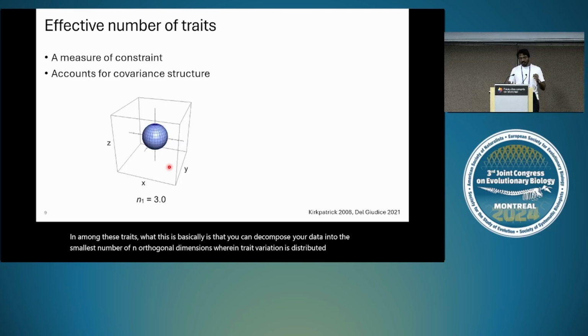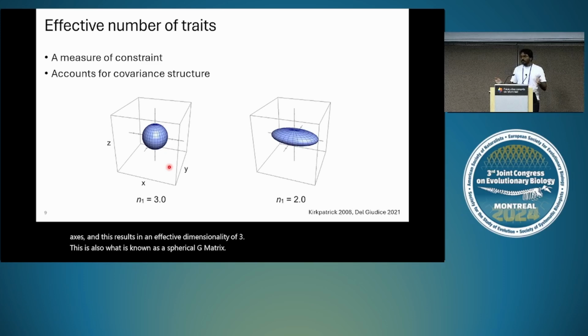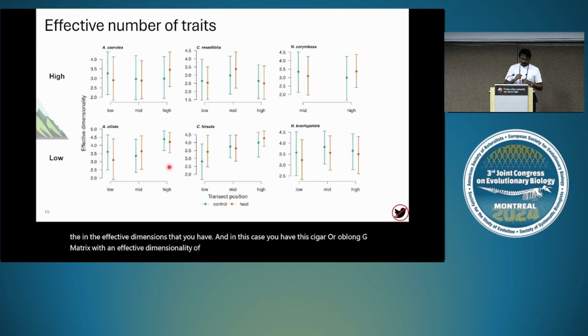So for example, in this nice spherical case, we see that trait variation is distributed equally among all three axes, and this results in an effective dimensionality of 3. This is also what is known as a spherical G matrix. But if you were to constrain variation along one axis, such as the x-axis, you go down in the effective dimensions that you have. And in this case, you have this cigar or oblong G matrix with an effective dimensionality of 2. So on to my results.